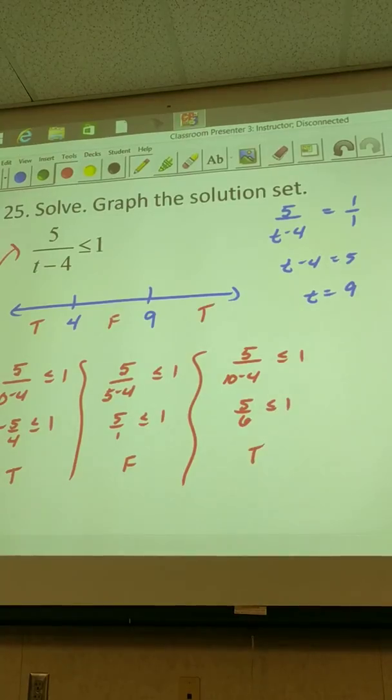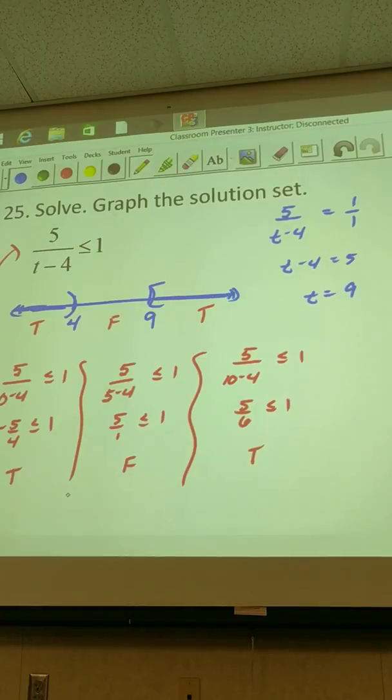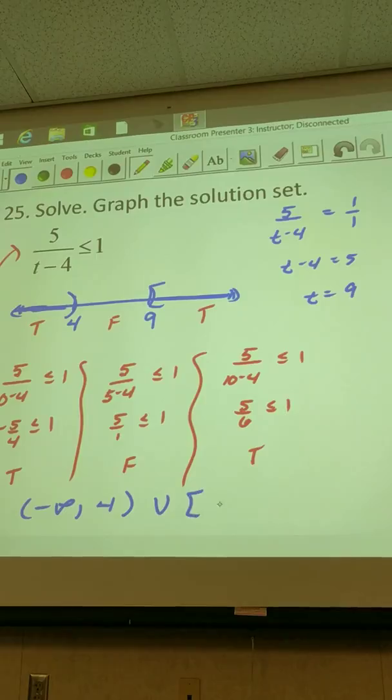True. All right, now here you have to be careful. We are supposed to use a bracket, but remember we can never use a bracket on the number that causes the denominator to be 0. So this one has to get a parenthesis, but the 9 gets the bracket. So here we have -infinity to 4 with a parenthesis, union the bracket 9 to +infinity.